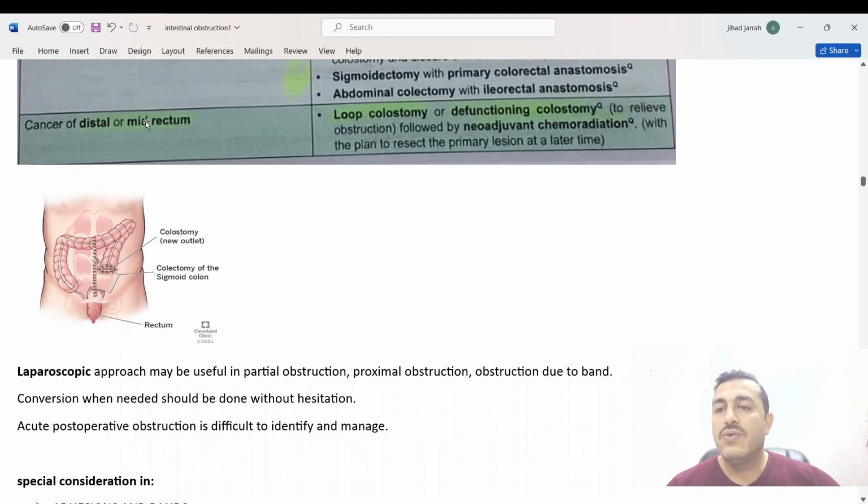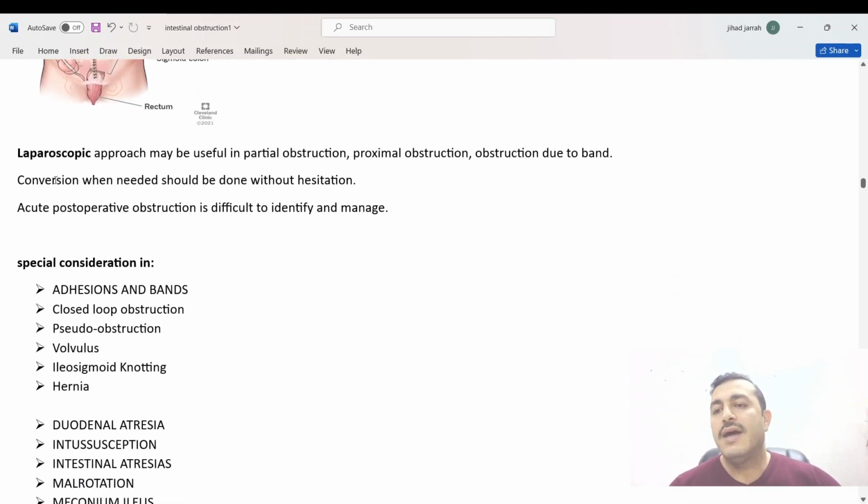Cancer in the distal, we said any problem, any emergency obstructing lesion in the rectum, loop colostomy. The laparoscopic approach nowadays for obstructing lesion is useful, but in partial obstruction. We will see the laparoscopic approach in emergency surgery, obstruction.